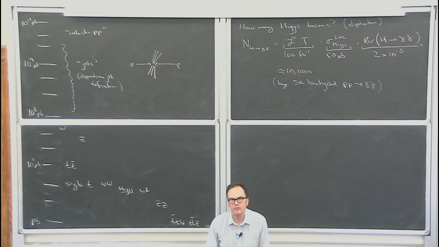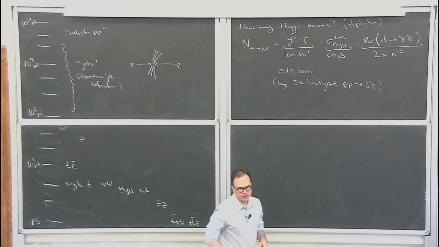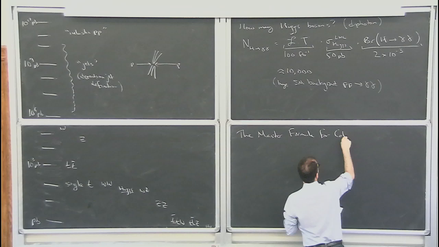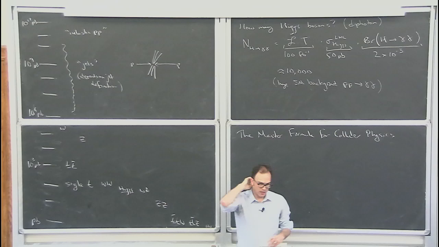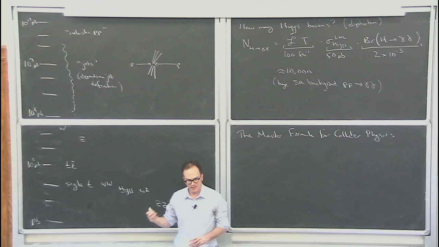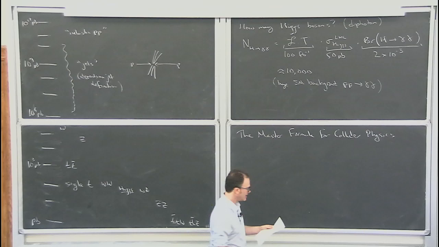Okay. So the master formula for collider physics. All of our analyses in one way or another are going to stem from this formula that I'm going to write down, which is kind of remarkable because there are certain things that don't obviously fit into this category, but we'll see.